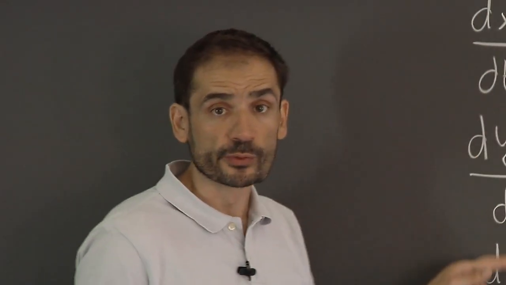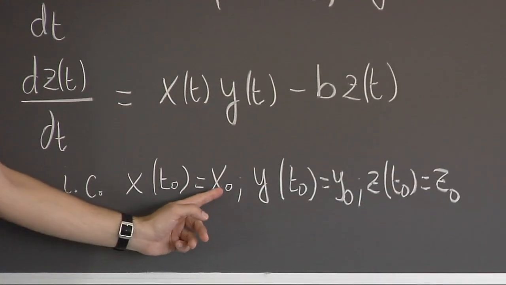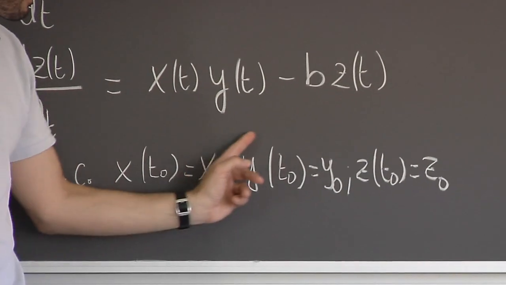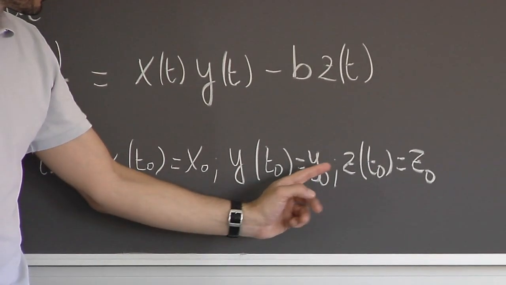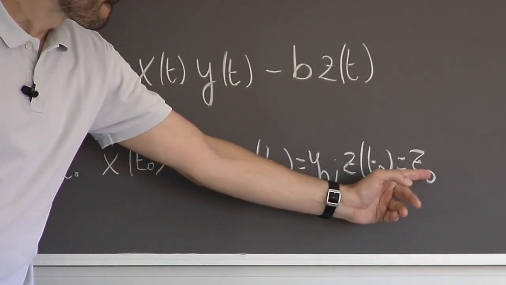Since there are three different quantities, we have to specify three initial conditions: the position of x at time zero, the position of y at time zero, and the position of z at time zero.